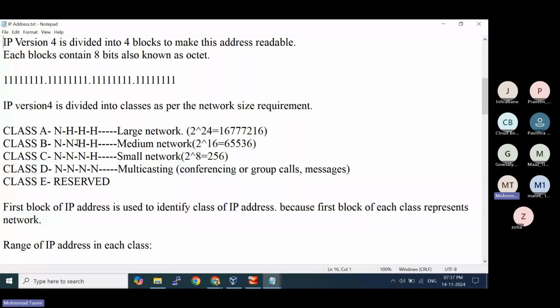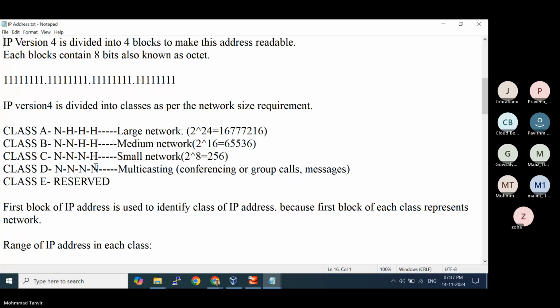Similarly, class B, 2 network, 2 host, means 2 blocks are reserved for network addressing and 2 blocks are reserved for host addressing. In one network of class B, there will be 65,536 IP addresses. So that is our medium network. Similarly, for class C, 3 blocks are reserved for network addressing and 1 for host addressing, and in a single network of class C, there are 256 IP addresses.